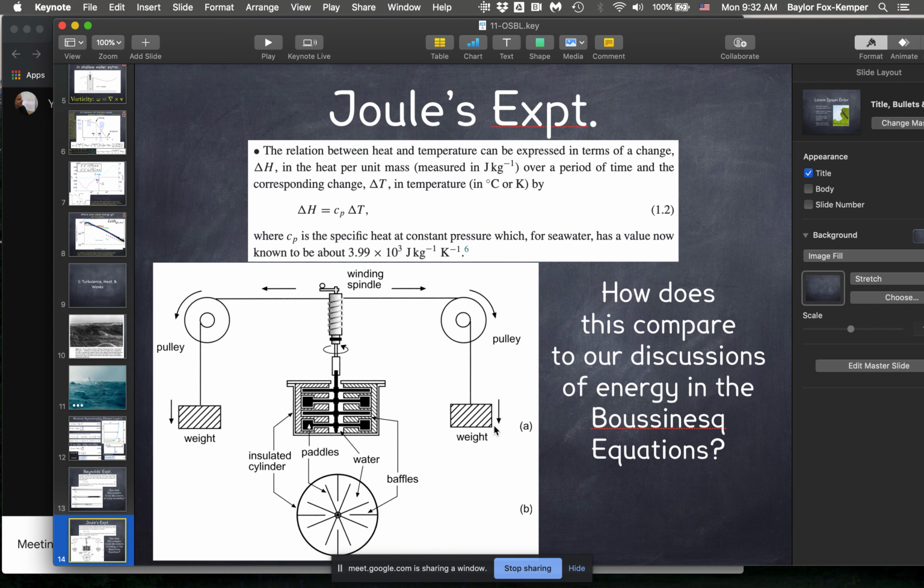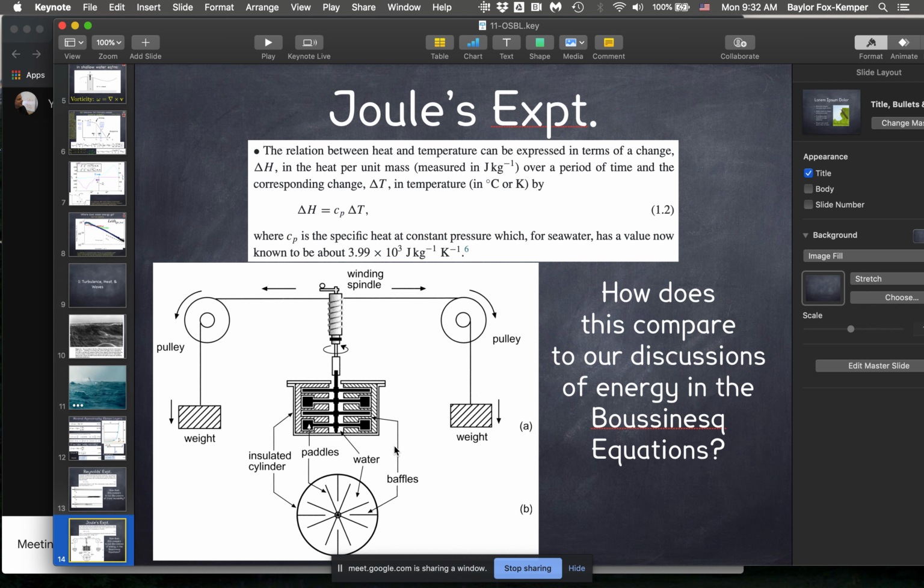So the mass of the weight times the force of gravity times the distance dropped is the work done on this spindle, and then through the paddles, that work is making turbulence inside, and that turbulence then is heating up the fluid. And so this is one way of thinking about it. This is not exactly the setting that we're going to think about too much, because this is a conversion from mechanical energy to internal energy.